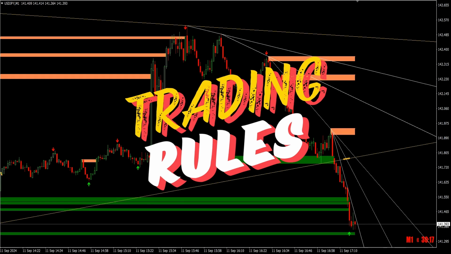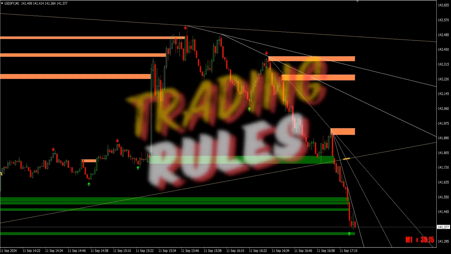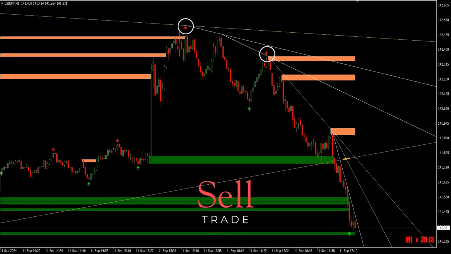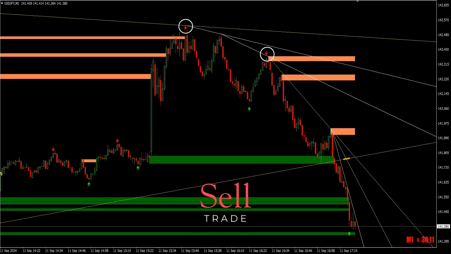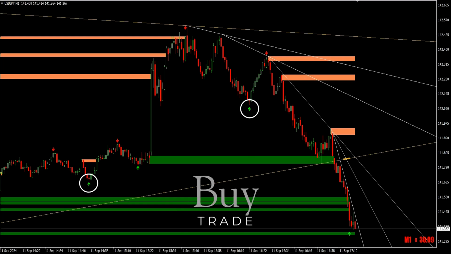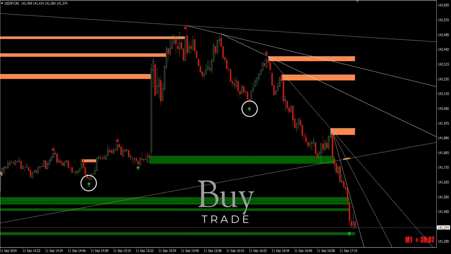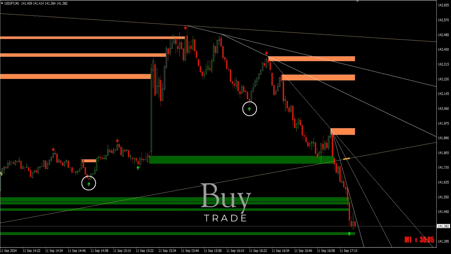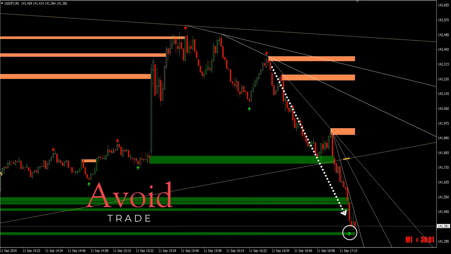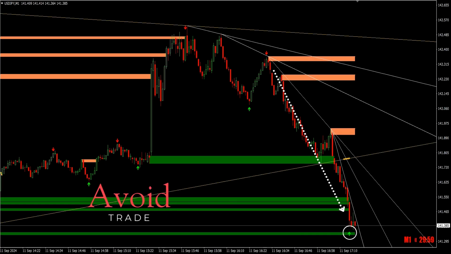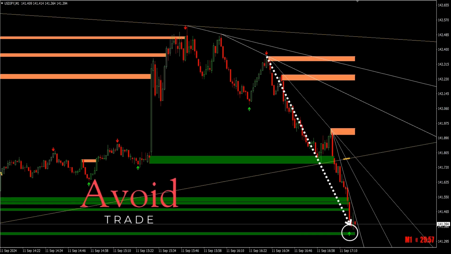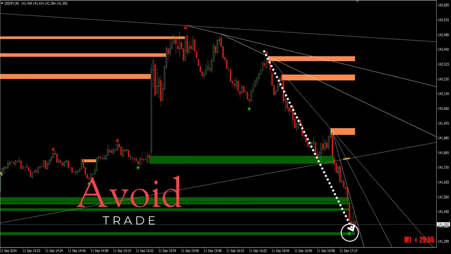Now, let's break down how to use this reversal indicator effectively. If the price reaches a resistance level and the indicator gives a sell signal, place a sell trade on the next candle. If the price reaches a support level and the indicator gives a buy signal, place a buy trade on the next candle. Always check the trend direction before entering a trade. This is a reversal indicator, so avoid trading against a strong trend.